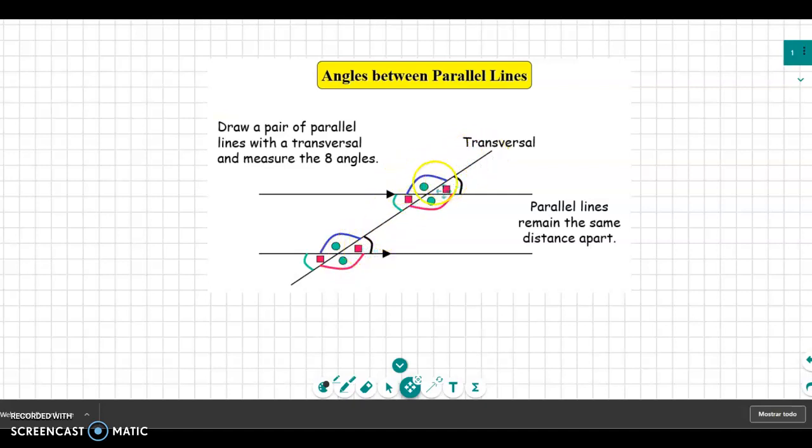So when we intersect these lines, we have 8 different angles. We have the green angles, this and this, which will have the same measure, and these angles, the little squares, which are the same angles as well. And the same happens over here. All right, so let's identify the different types of angles that we have right here.